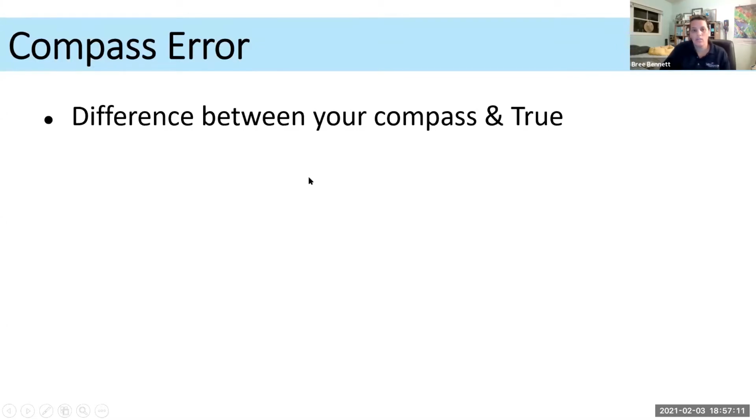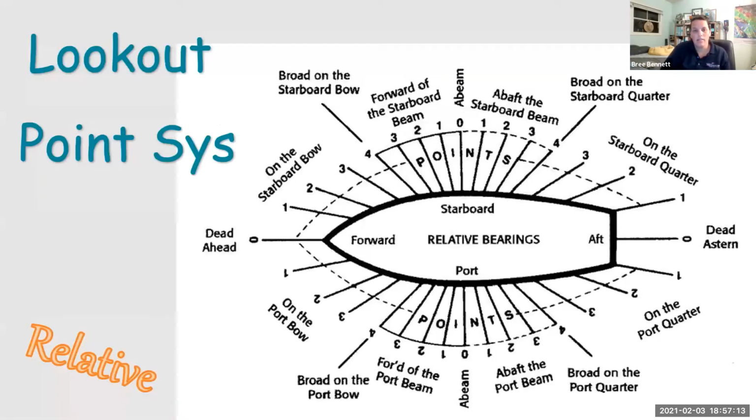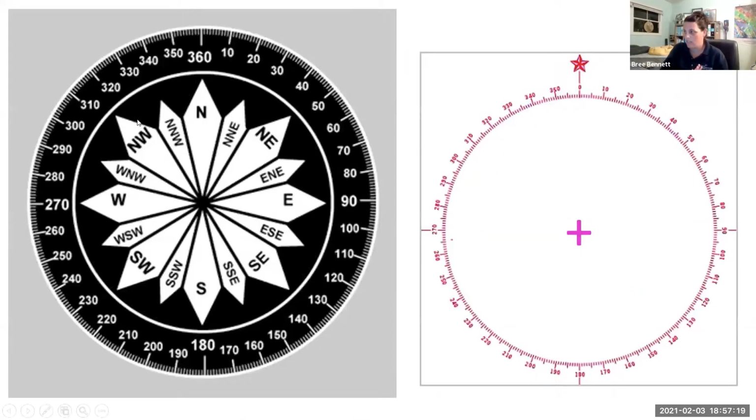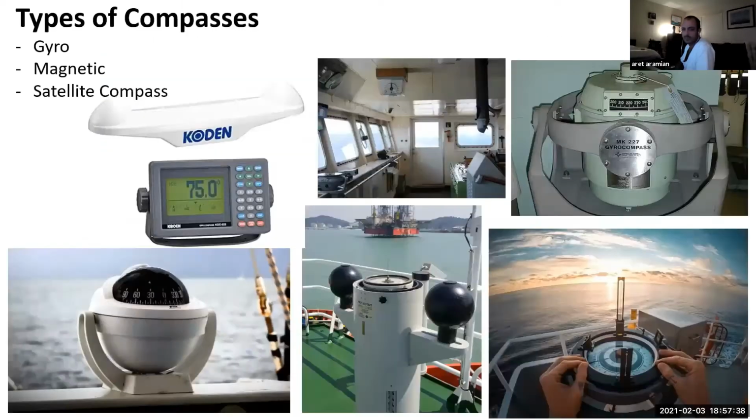So that was our compass basics. Does anybody have any questions on the compass basics? On our 360 degrees? Bree, could you give an example of one of those lookout point systems and the relative bearing? Like, for example, the point system of 2 forward of starboard beam, how would you say that?